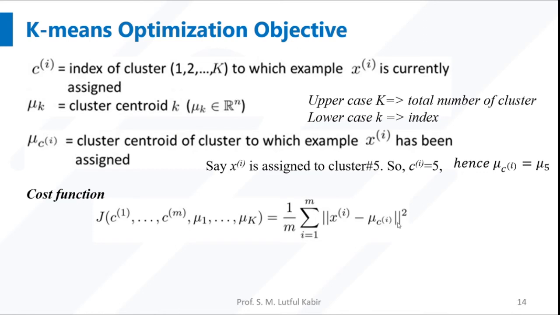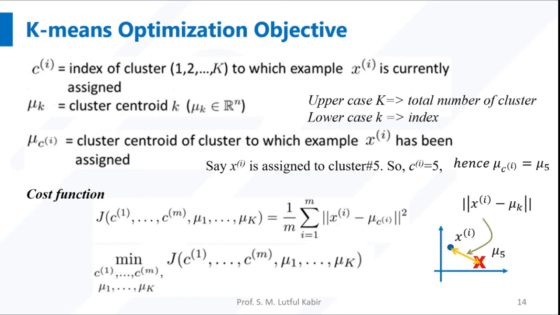As we are moving the association, also moving the centroid, ultimately you are actually minimizing this value or this cost. So the final objective is to minimize with respect to c1 up to cm, mu1 up to mu k. So this is your xi minus mu k, this one, and this distance is nothing but the distance between the cluster centroid and the data points.